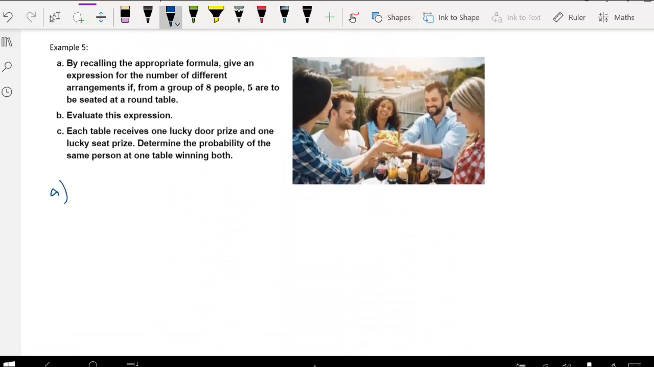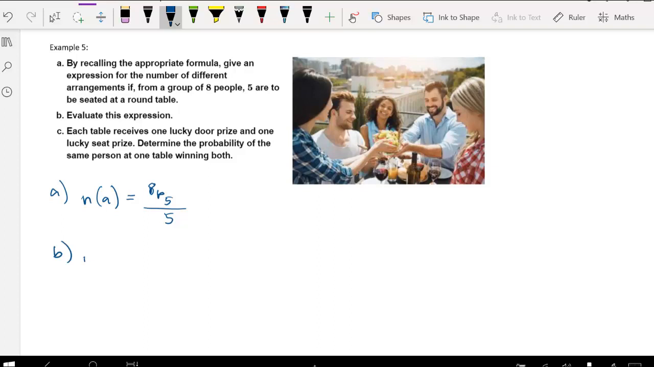The first one is, by recalling the appropriate formula, give an expression for the number of different arrangements if, from a group of 8 people, 5 are to be seated around a table. Then we know straight away that our number of arrangements, we've got 8 people, but 5 sitting around a table, so it will be 8P5 over the number of seats, which is 5. So we'd have to divide by the number of different arrangements for every layout.